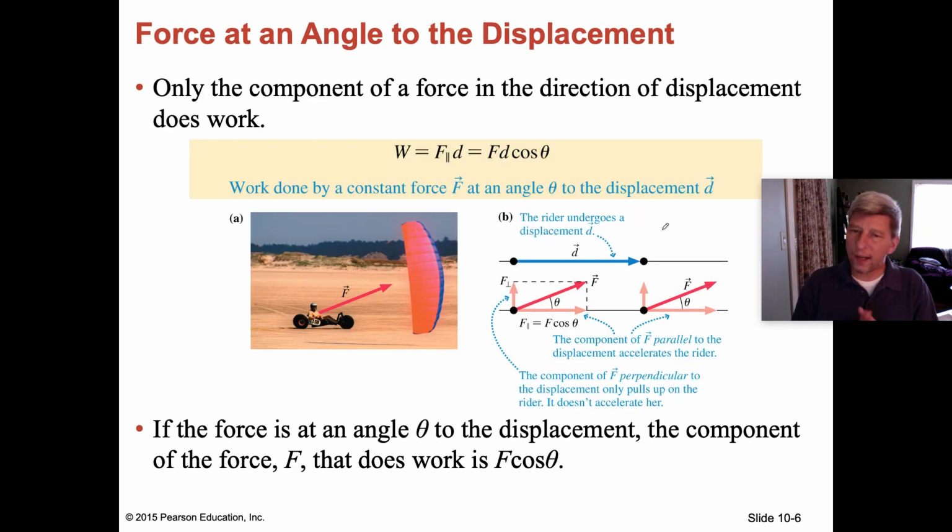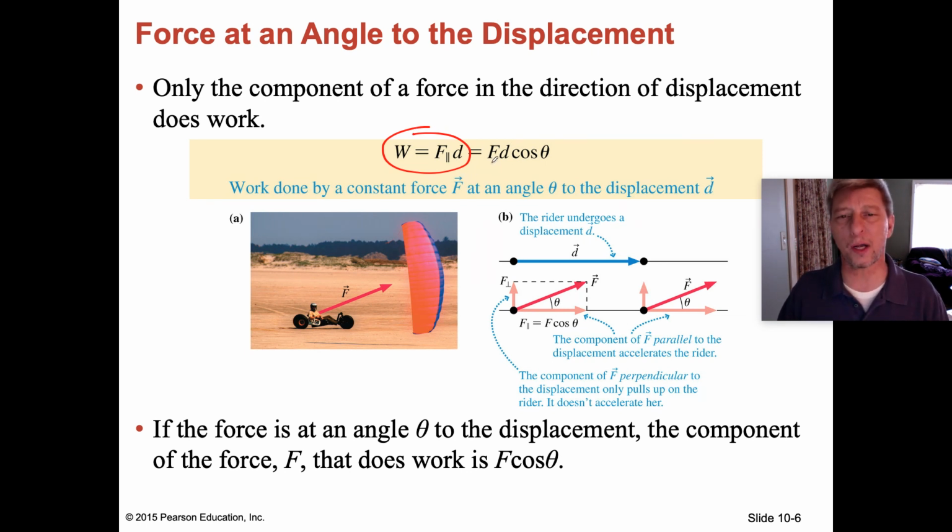Now, what if? I said earlier, what happens if the force is applied to the object in a different direction than the displacement that the object experiences? Well, in that case, we have to look at the components of the force that are in the same direction as the displacement. So only the component of a force in the direction of displacement does work. We can rewrite this equation then as W equals the parallel force, in other words, the force going in the same direction, or the parallel direction, as displacement.